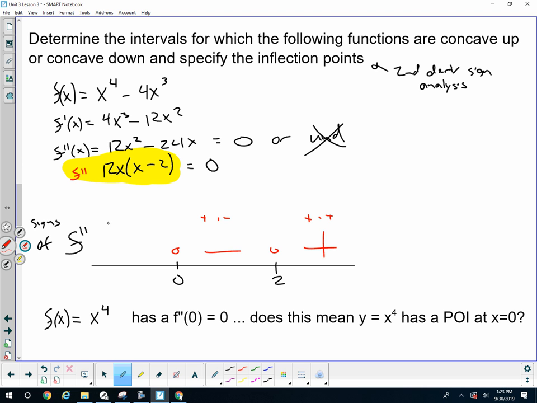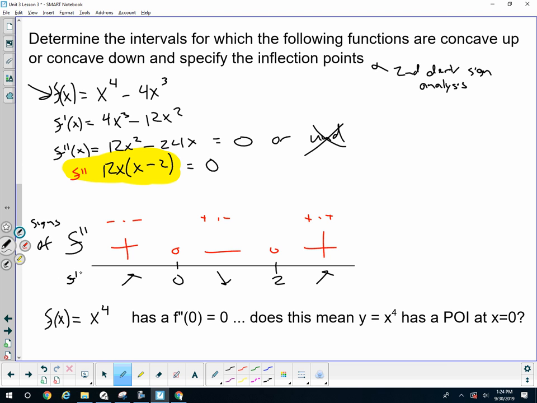Plug in -1. And I get this. However, what we're used to doing underneath this is drawing arrows, denoting if f is increasing or if f is decreasing. But the signs of f double prime tell me if f prime is going up or going down. But actually, that's not what I want. I want to determine the concavity of f.